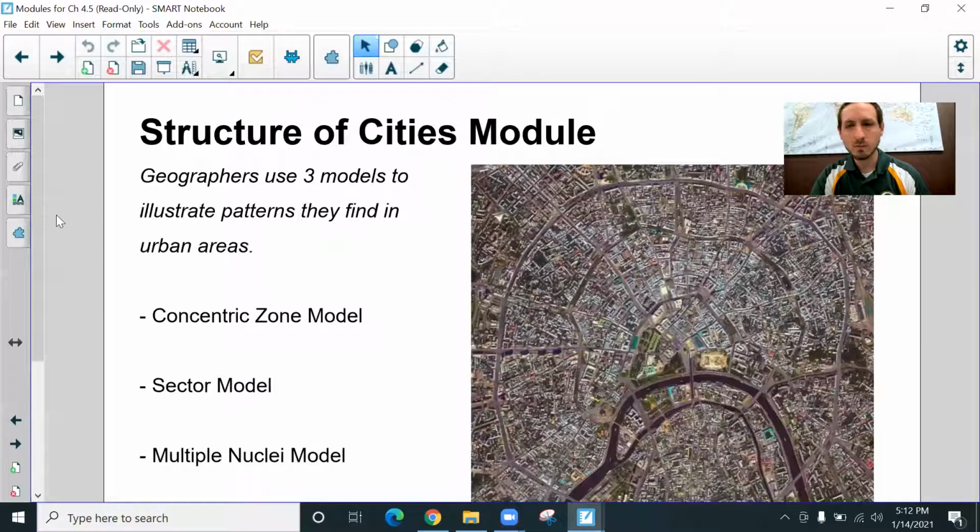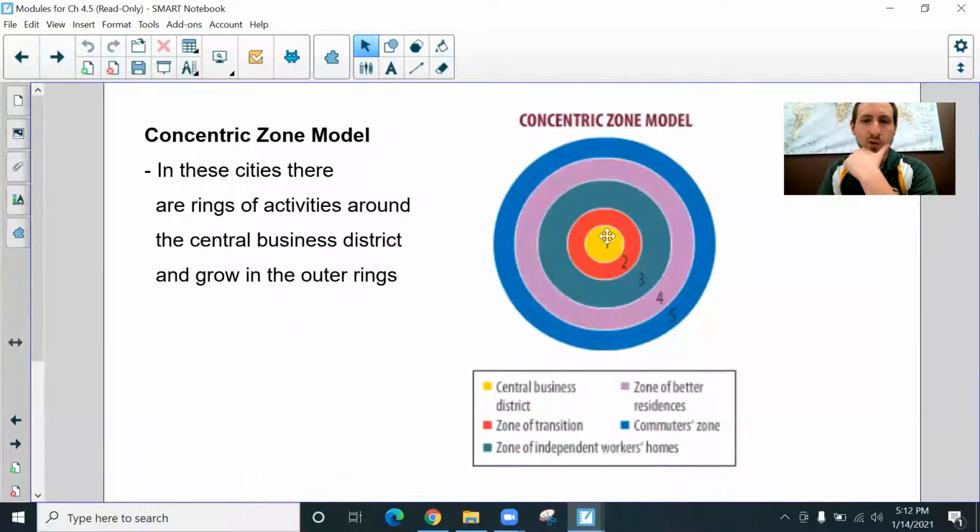But on the screen share, you can see an example of a city here. This is a largely unplanned city. This is the city of Paris, and you can see the avenues weaving in and out, and the buildings don't have that traditional square structure that you think of with a modern city. So what we think of when we think of our major cities across the world is either concentric or sector, but some of the newer modern cities are developing into a multiple nuclei.